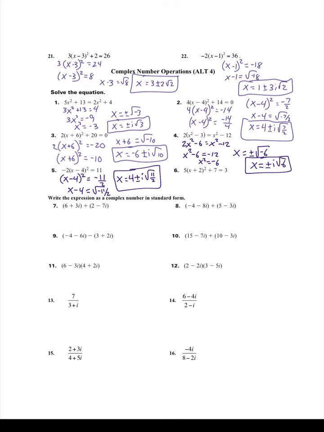And the last one, we're going to subtract 7. Divide by 5, which will give us x plus 2 squared equals -4/5. Square root both sides. X plus 2 equals the square root of -4/5. Subtract 2, and we have x equals -2 plus or minus i times the square root of 4/5.